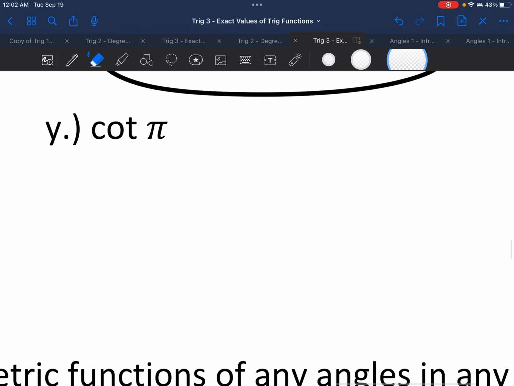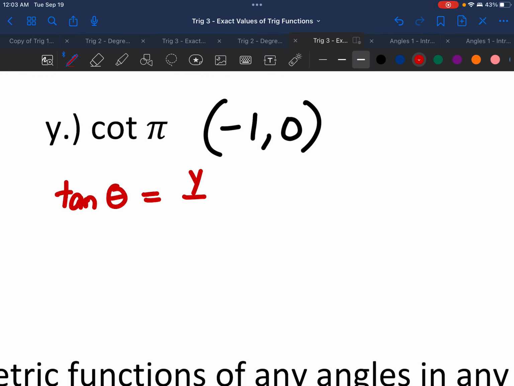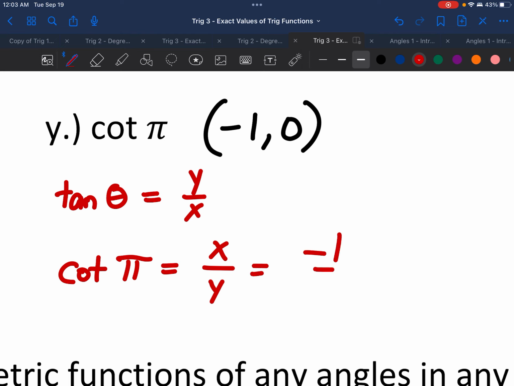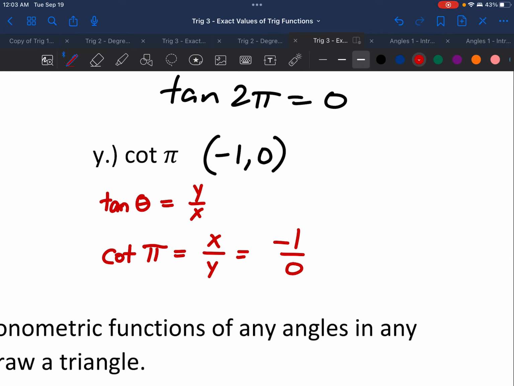Now, the one that I want to talk about the most is cotangent of pi. Well, pi is 180 degrees, so let's go ahead and say that's on the left side of my unit circle at -1, 0. And I could find what tangent of this angle is and then reciprocate it, or just remember if tangent is equal to y over x, then the reciprocal of that, cotangent, says I'm going to do x over y, or -1 over 0. And dividing by 0 is not a pleasant idea. You try to do it in the calculator, and the calculator says, I'm sorry, I can't do that.